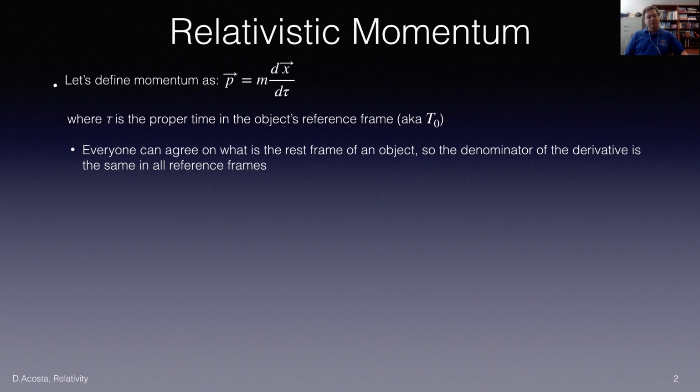Okay. You might say, well, how does that get around it? Well, everyone can agree on what is the reference frame of an object. If we're not in the reference frame, we know exactly the Lorentz transformation to make from our frame to the reference frame of that object. There's no ambiguity. The reference frame is when the object is at rest in that frame. So everyone knows what that frame is. Everyone can compute this derivative in that frame. So the denominator of the derivative, the d tau part, is the same in all reference frames. We can rewrite this for another frame that is not the object's reference frame because the numerator does change.